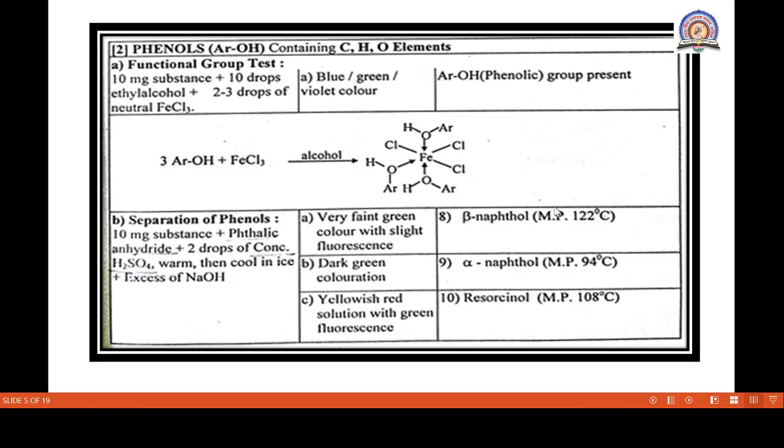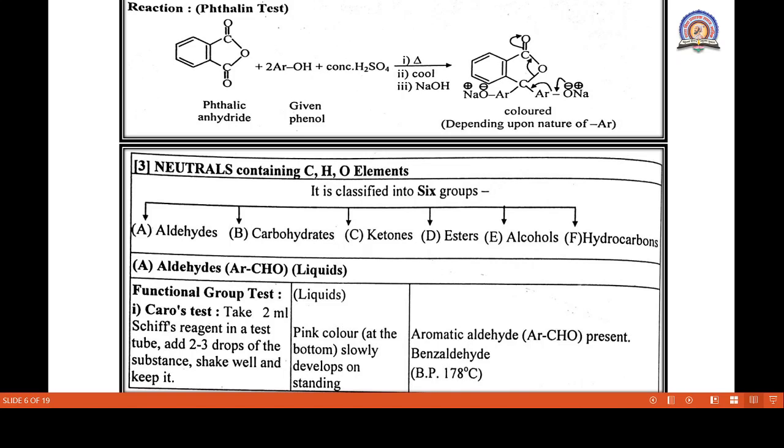Also, we are going to take the melting point of this particular compound. Okay, so in this way we can separate the phenols. Then this reaction happens. This is a phenol. This is phthalic anhydride. Concentrated H2SO4 is added. NaOH, heat, cool, add excess of NaOH. So this reaction happens, and we observe the color. Okay, so this is the reaction for the phenolic group.